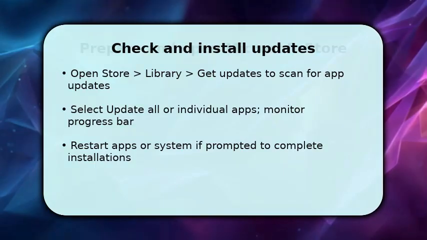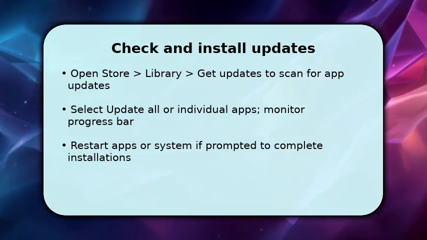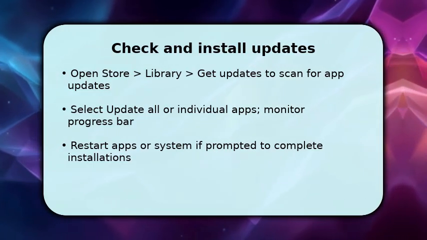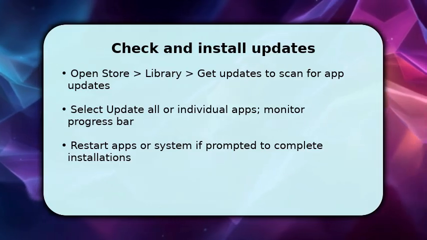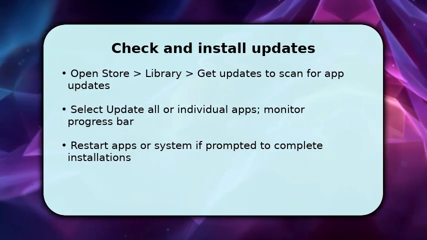You now go to Library in the Microsoft Store and tap Get Updates to begin scanning. This triggers the store to compare installed app versions versus the catalog. If many updates appear, choose Update All to batch them, or update critical apps first by selecting them individually.